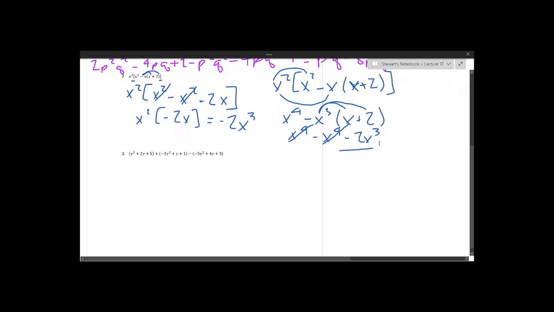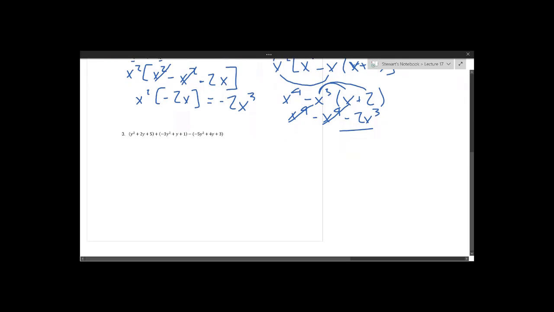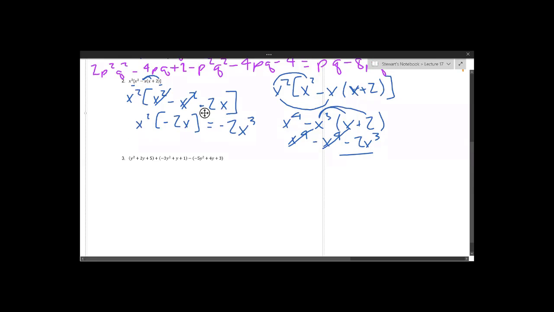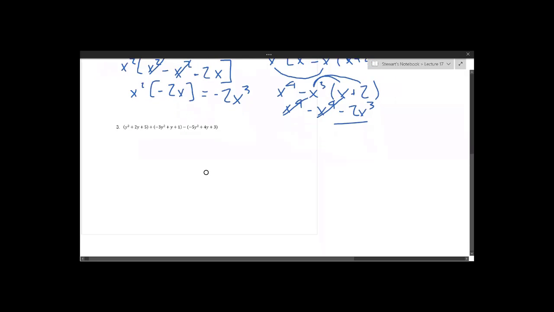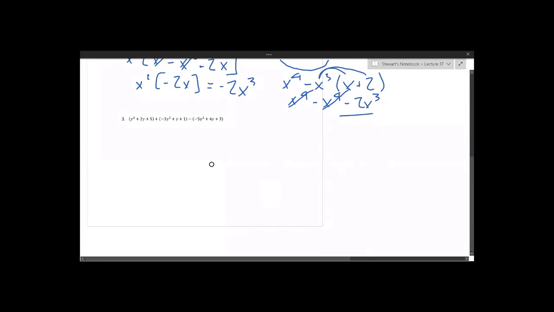The method on the left just makes more sense to me personally. But like I said, do whatever suits you the best, because both of the ways work. You can see they both give you the same answer. Okay, now we have longer ones. We don't really have any foiling or anything to do. We kind of just have to see what all of our like terms give us.